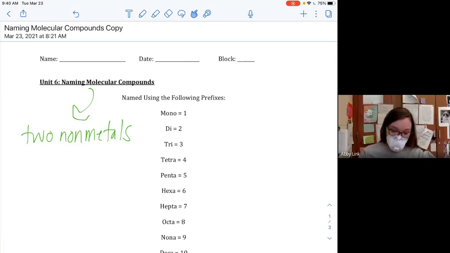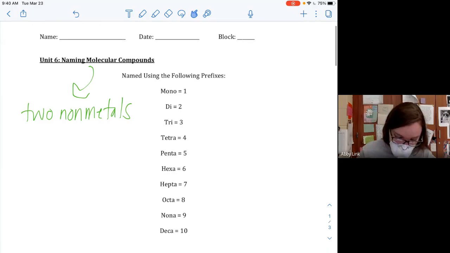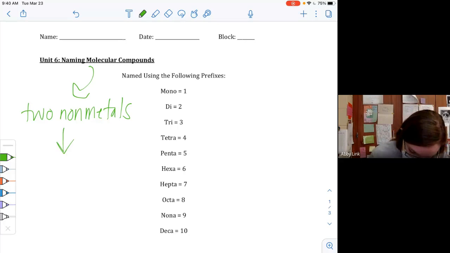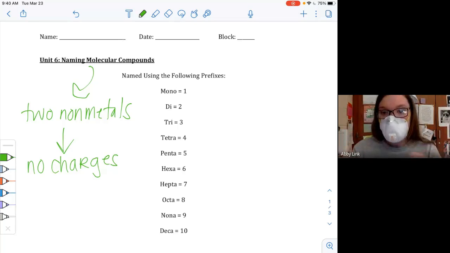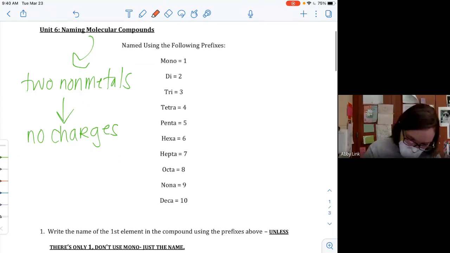Here's the deal with our molecular compounds. Because it's two nonmetals, we don't need to worry about the charge. No charges. We don't have to balance out the positives with the negatives. We don't have to make a neutral compound. And so you might be saying to me, well, how are we going to figure out what the subscripts are in the formula? That's where these prefixes come into play.